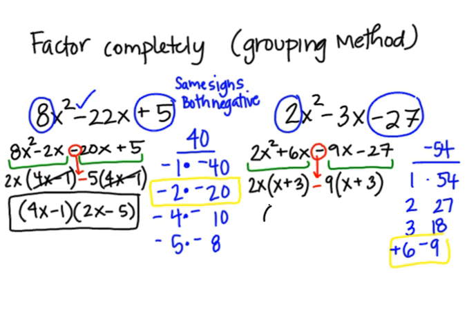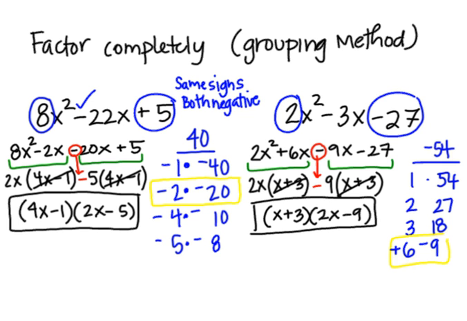What these problems have in common now is an x plus 3, so I'm going to bring that to the front. And when I bring it to the front, what's left behind is 2x minus 9. And that's how you would work it using the grouping method.